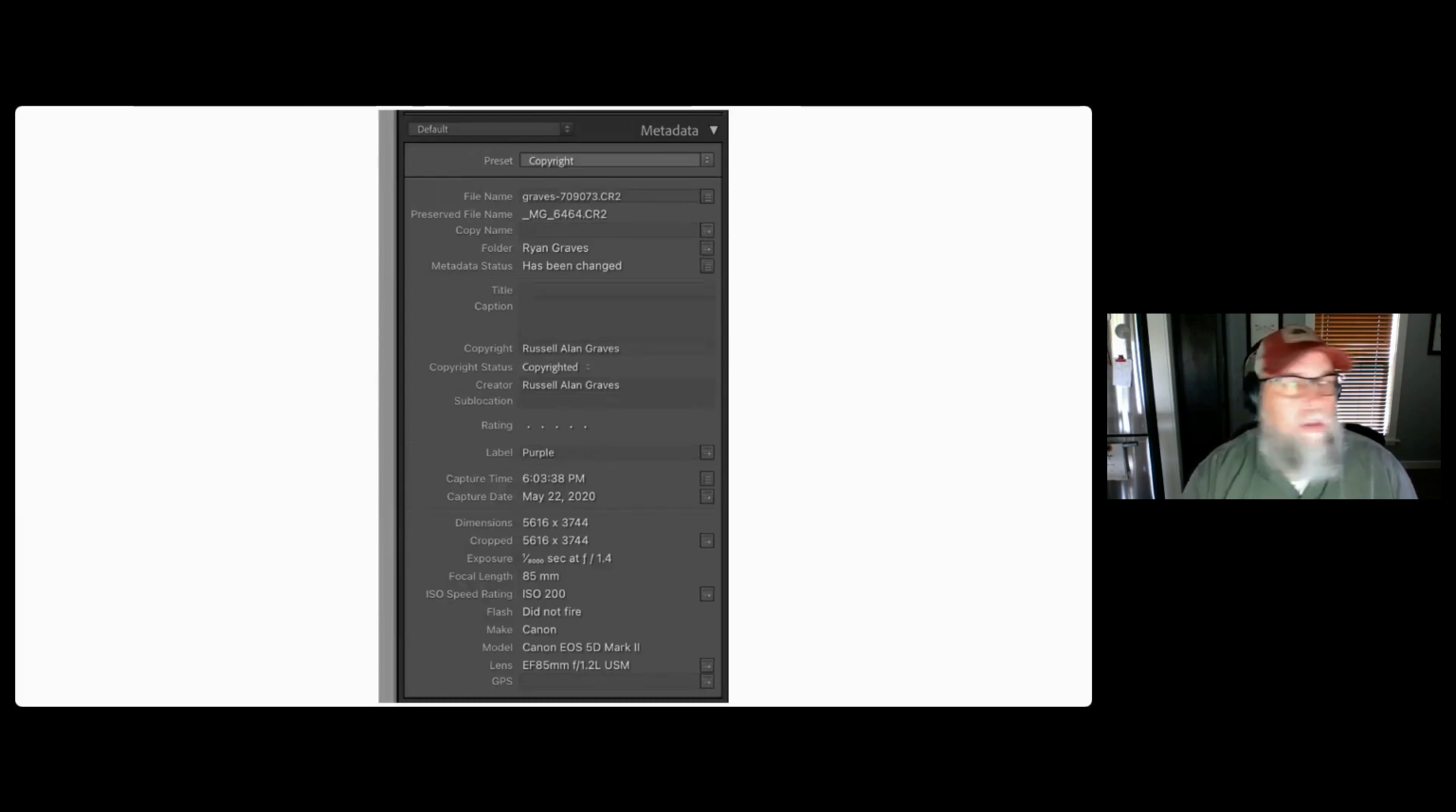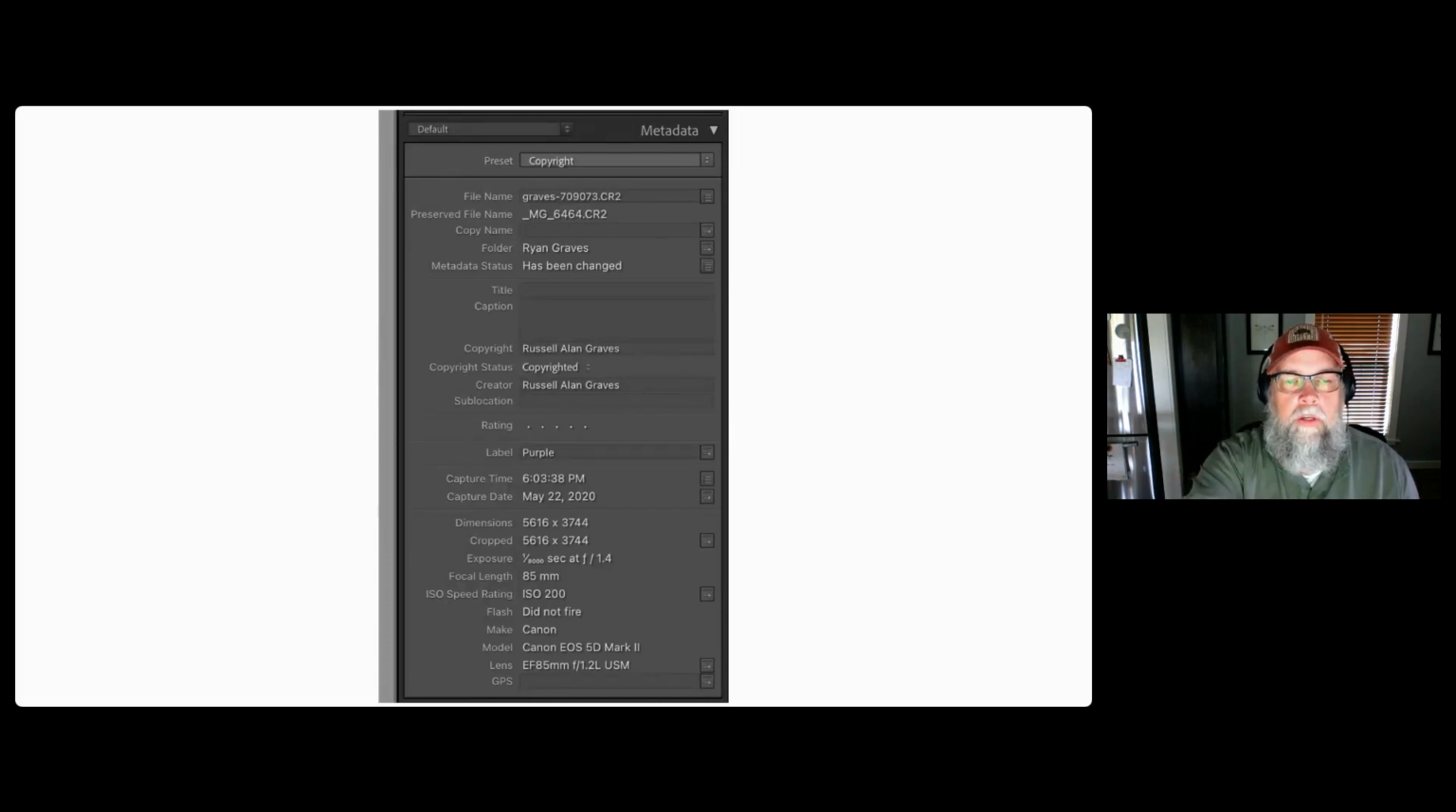But going down, you can also see the folder that this picture lives in that I showed you. The young man in the picture is my son. Metadata status has been changed. So I changed something along the lines in there, probably the file name is what I ended up changing. And then the label is the color label I gave it in Lightroom.